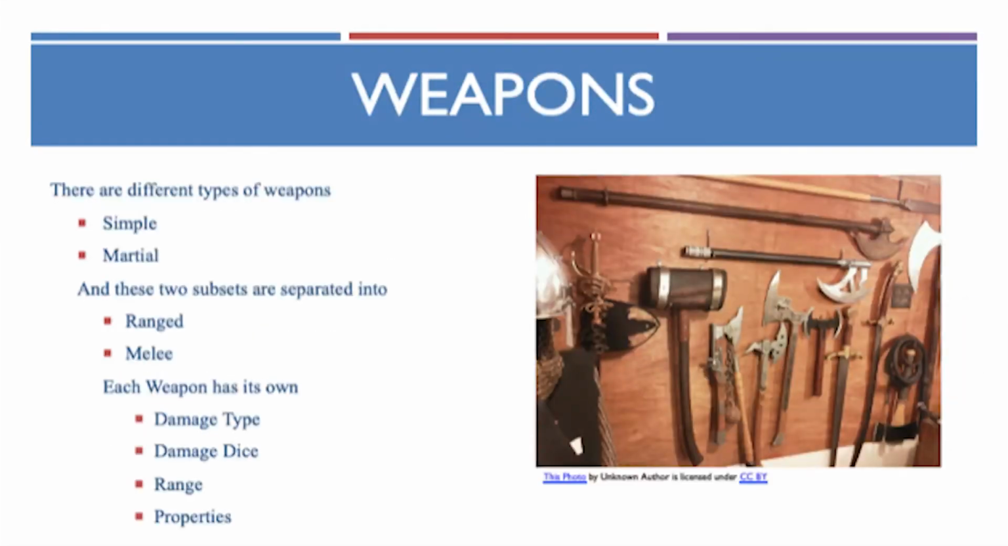There are 2 types of weapons in D&D, simple and martial, martial being the better, and these 2 are separated into 2 different subsets, ranged and melee. Each weapon has its own damage type, damage dice, range, and properties. The damage die is rolled when calculating the damage of an attack from a weapon, and the relevant ability modifier is added to this roll. When you calculate the damage for a club, you would roll a d4 and add your strength modifier. You can bump up the damage die if the weapon has the versatile property. This means you can use both hands to do more damage. A longsword typically has a damage die of a d8, but with versatile, it can be a d10.